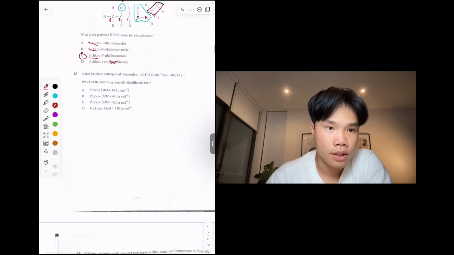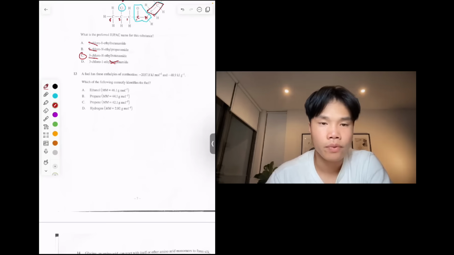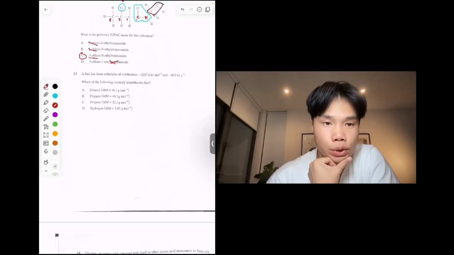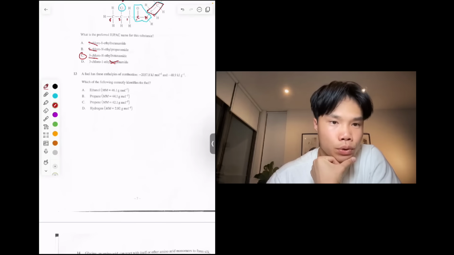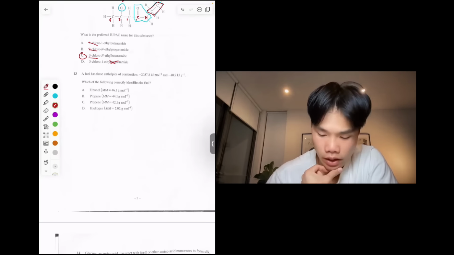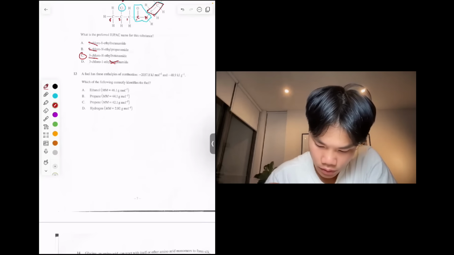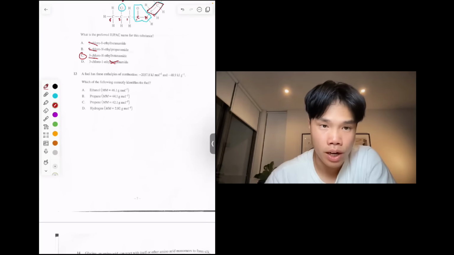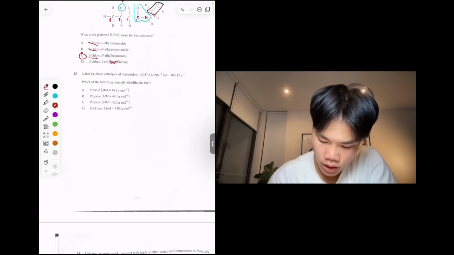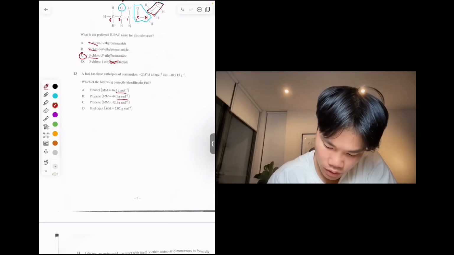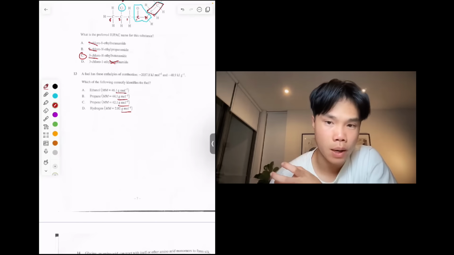Okay, question 13. A fuel has these enthalpies of combustion, negative 2057.8 kilojoules per mole and negative 48.9 kilojoules per gram. Which of the following correctly identifies the fuel? Okay, so you've been given enthalpies of combustion in terms of moles and grams. So you're essentially trying to find what the molar mass is. You want to find the measure of grams per mole.